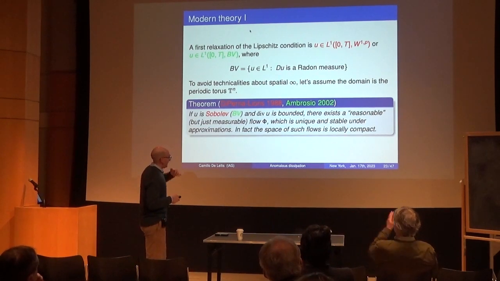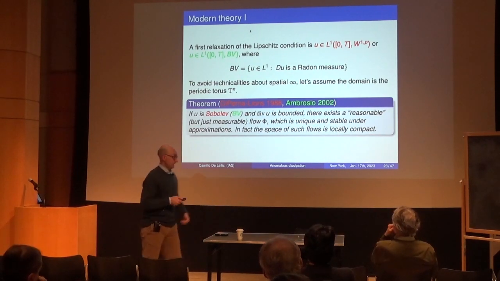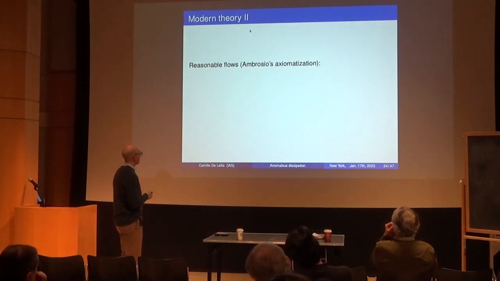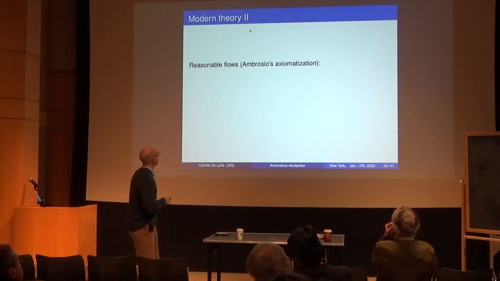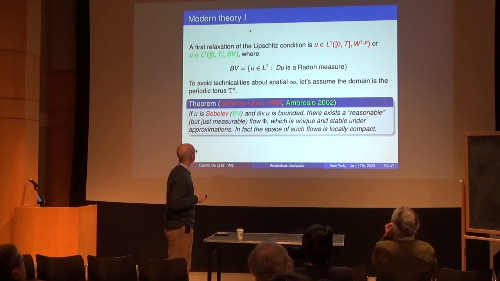So this means it's a family of bijections in the measure theory sense. Yes, in a measure theory sense, exactly. And I'm just going to tell you exactly what I mean by reasonable flow. Well, wait, can you go back to the previous slide? Yeah. What do you say, L1 or W? Can you repeat this part again?